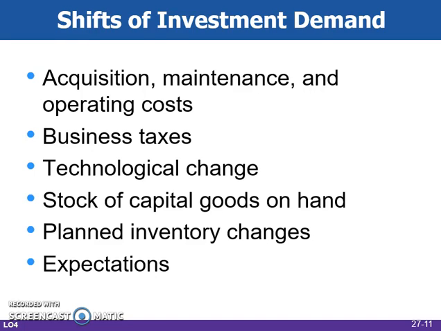These planned inventory changes are based on expectations of either faster or slower sales. If the firm expects faster sales in the future, they will add to the inventory. If the firm expects slower sales in the future, they will decrease inventories. Expectations about future economic and political conditions, both in the aggregate and in certain specific markets, can change the view of expected profits.